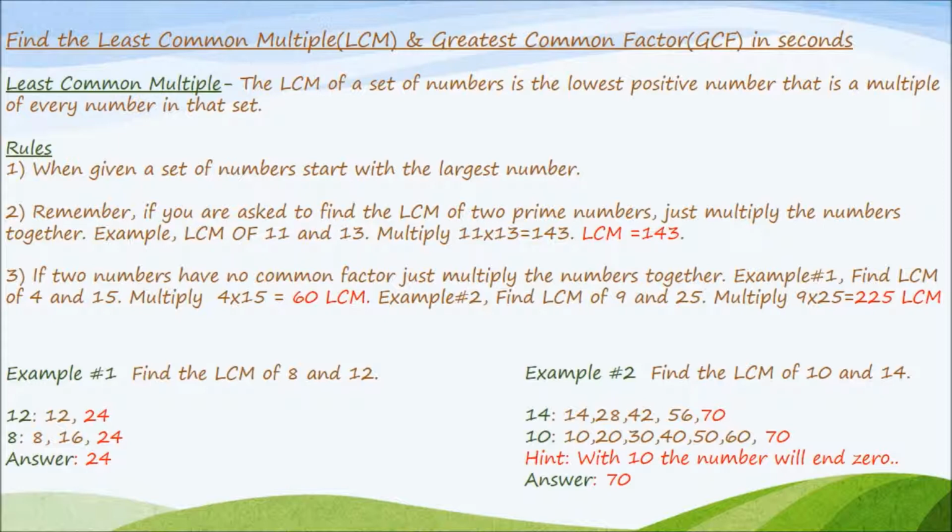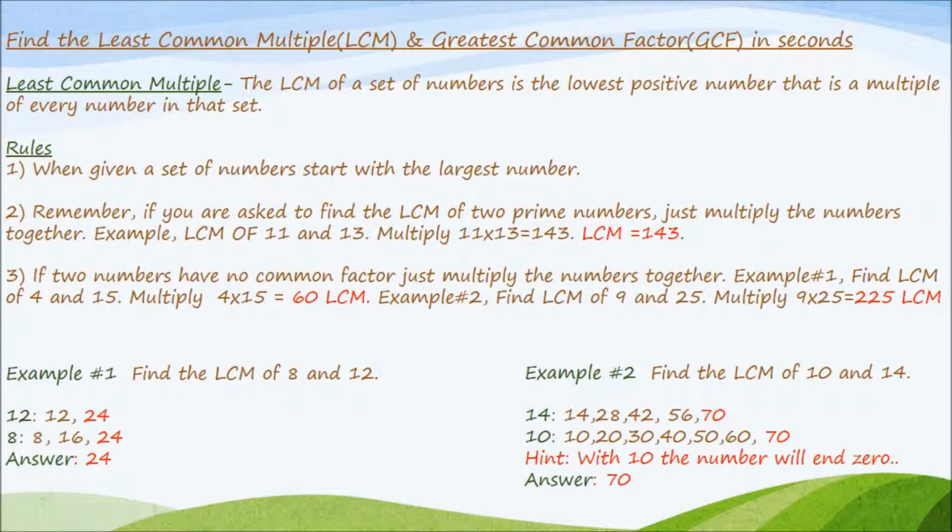Number three, if two numbers have no common factor, just multiply the numbers together. For example, if you're asked to find the least common multiple of 4 and 15, just multiply 4 times 15, which is equal to 60, which would be the least common multiple. Or, if you're asked to find the least common multiple of 9 and 25, just multiply 9 times 25, which is equal to 225.